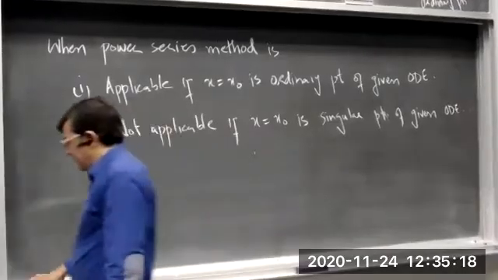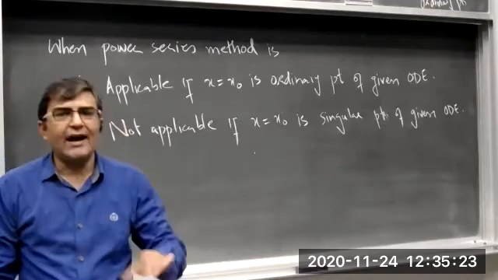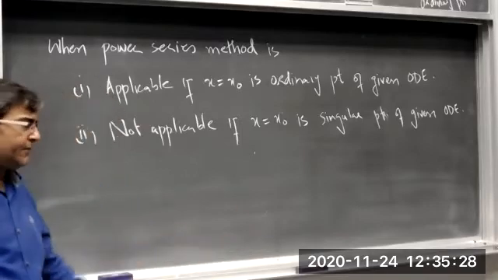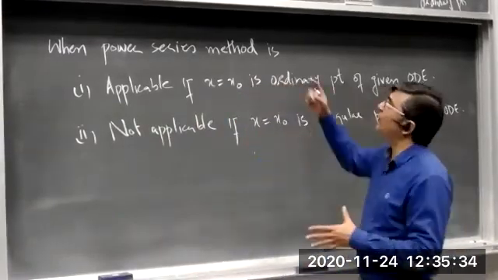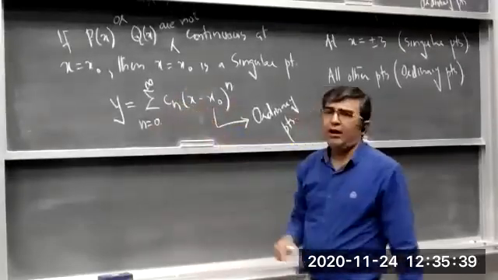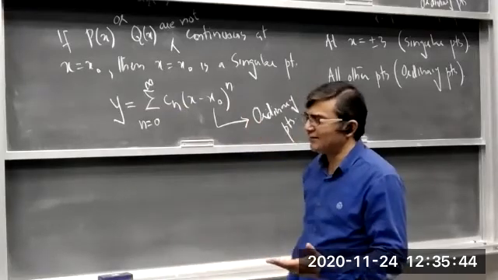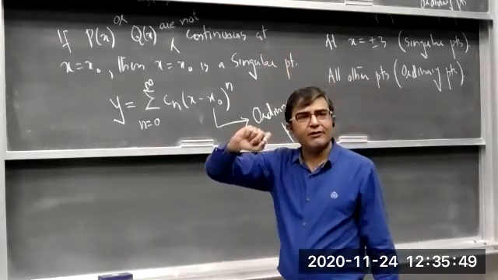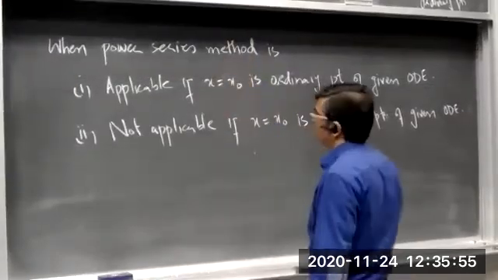When x equal to x naught is a singular point, then we have to modify that series. And that is called a Frobenius series, and we'll discuss it after discussing the power series method. We have to make some adjustment in this power series, an advanced version of our series method, which we call the Frobenius series, in order to solve the differential equations using series method. I hope you get it. If you have any question, you can ask me.